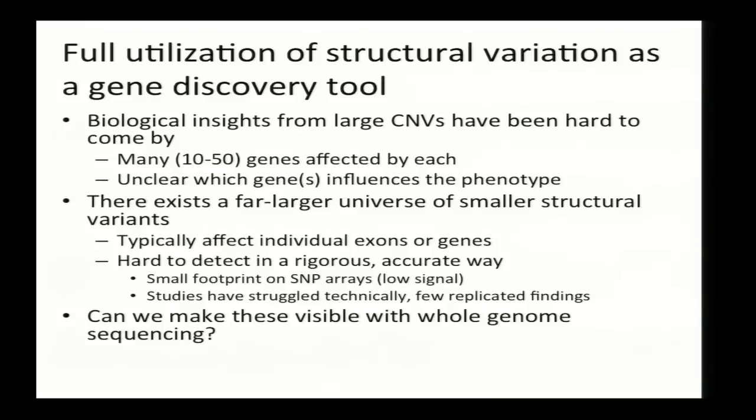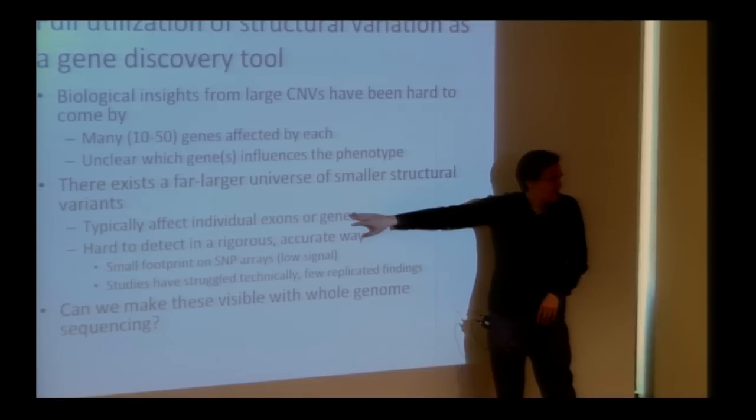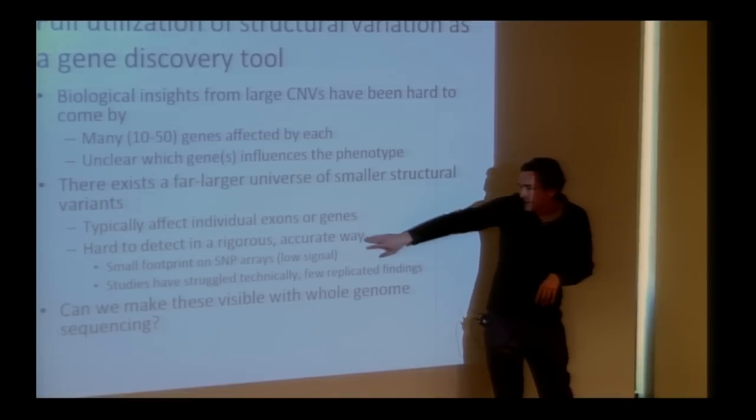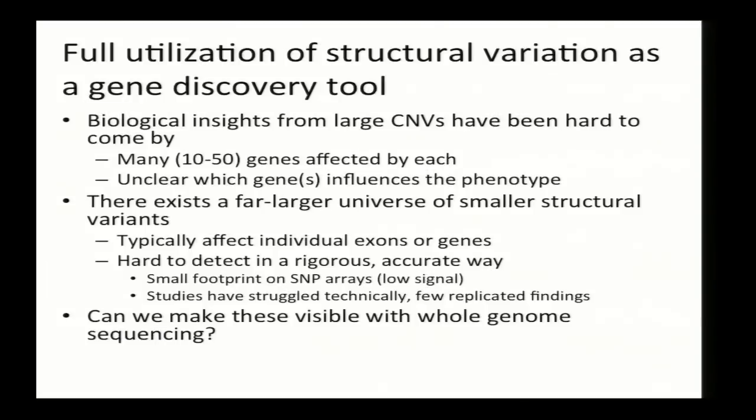So again, as much as we've learned from large CNVs, I think there's probably far more that we can learn from smaller structural variants. They'll tend to affect individual genes and exons, so we'll know what the functional genetic element at that locus is. The problem's just that they've been hard to detect in a rigorous way. So I think what is going to allow us to turn the corner on this is whole genome sequencing.